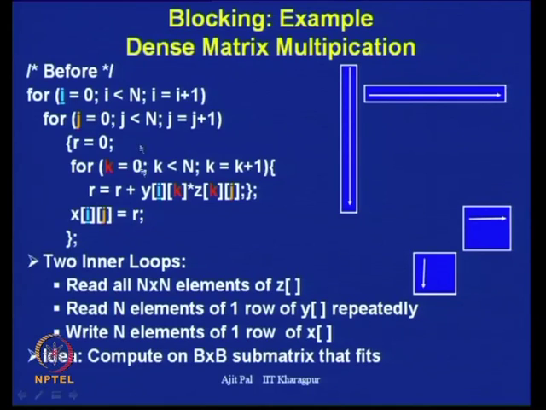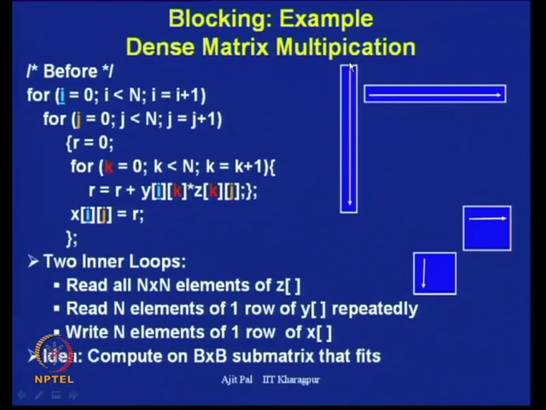So, this you will do, and whenever you do this, as you can see, you have got two inner loops and you are reading all n by n elements of z, and reading n elements of one row of y repeatedly. So, this will be done repeatedly because these are in the inner loop, and write n elements.